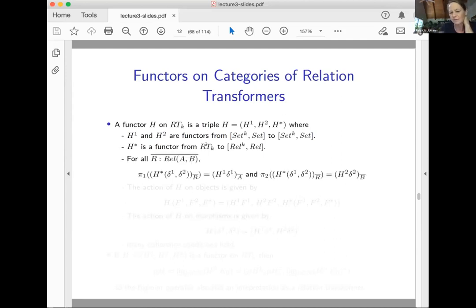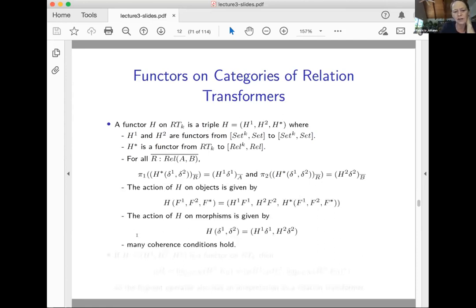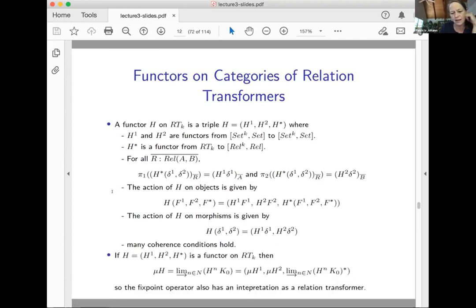They have to satisfy some nice coherence properties. There are a whole bunch of them. I even just wrote down here, many coherence conditions hold. So everything should line up nicely with this overness idea. Okay. And if you do that, then you can actually take the fixed point of one of these functors on the category of relation transformers, and we can write down a really concrete way in which to do it.